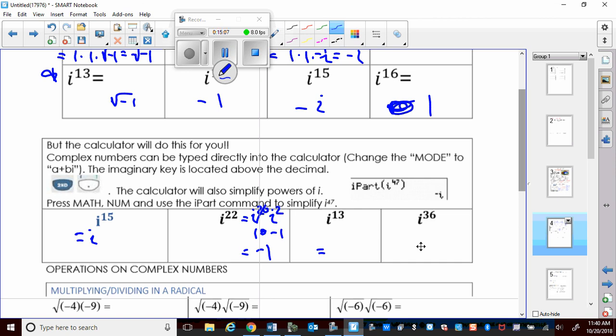Here you should be getting, sorry, not negative i. You should be getting the square root of negative 1. Square root of negative 1. All right. And here you should be getting 1. Okay.